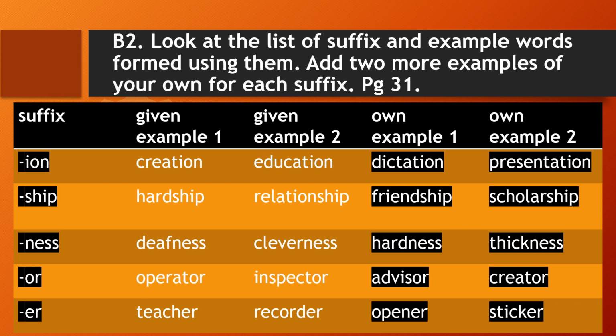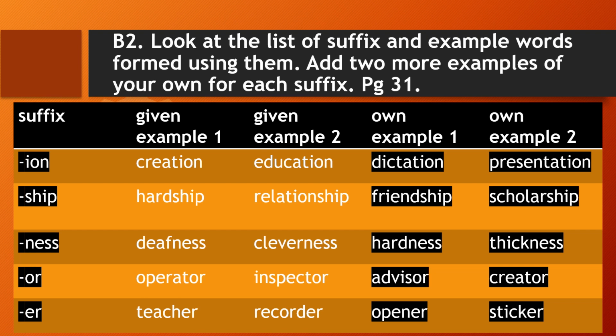ness. The examples given are deafness and cleverness. We can add hardness and thickness. The fourth suffix is or, and the first example is operator and the second example is inspector given to us. We can add advisor and the next one is creator.